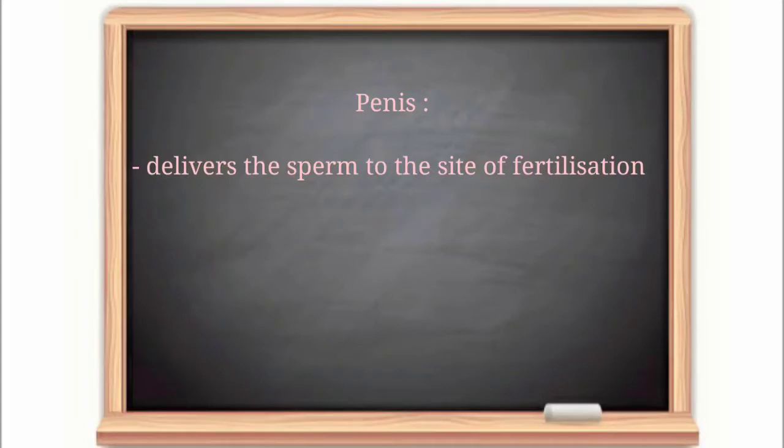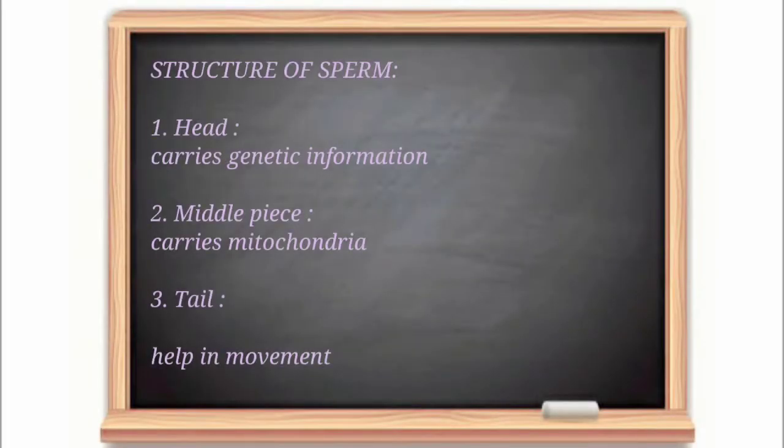Now we learned about all the 5 parts associated with the male reproductive system. Now if I have to talk specifically about the sperm, we came across the word sperm many times in the description, right? Now if I have to explain the structure of a sperm, the sperm has 3 parts. The first part is known as the head, the second part is known as the middle piece, and the third part is known as the tail.